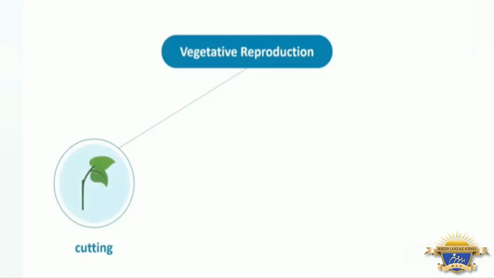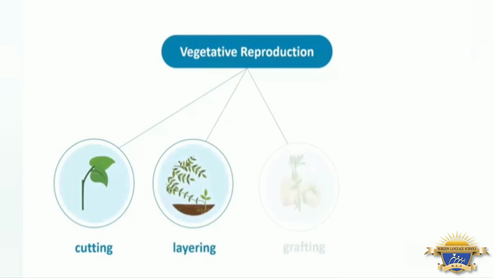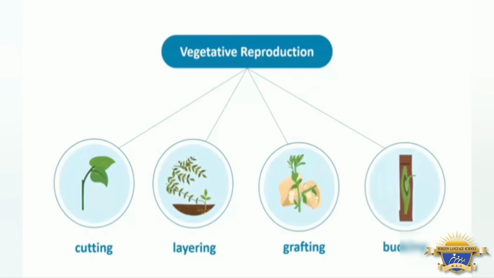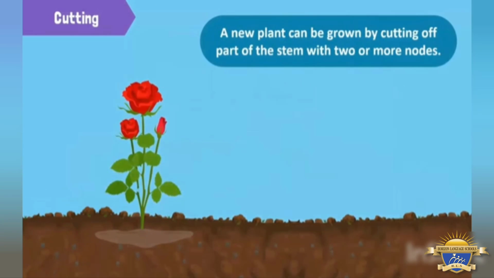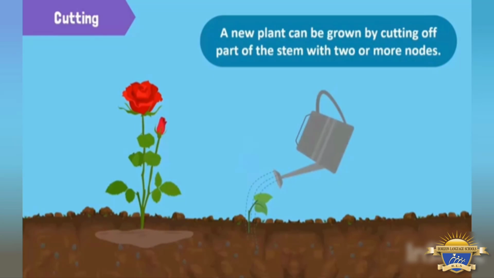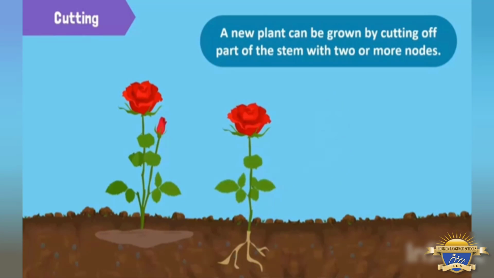There are different methods of vegetative reproduction: cutting, layering, grafting, and budding. Let's have a look at each method in detail. Spiky saw the method of cutting in the park. The rose plant can be grown by cutting off part of its stem with 2 or more nodes and then planting it in the ground. This stem will grow into a new plant.